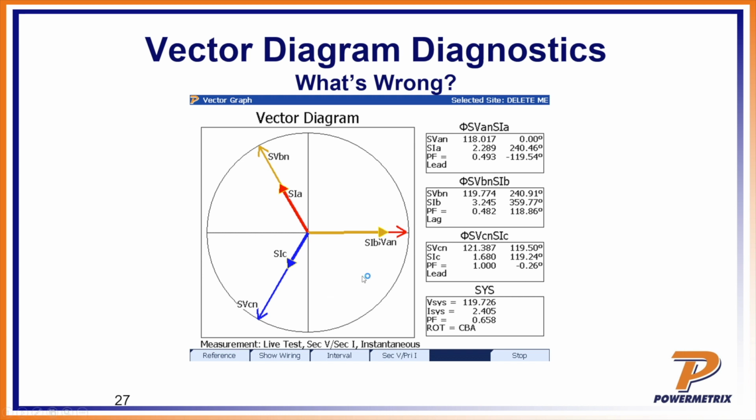What about this one? What do you see right away? Well, again, my currents are all different values in amplitude, but even bigger, where's my alignment? My voltage A seems to be aligned with current B. My voltage B seems to be aligned with current A, while phase C looks normal. Well, this could be an example of CT A and B are swapped.